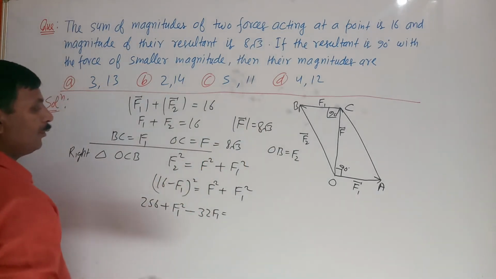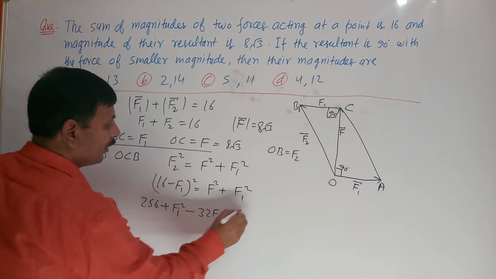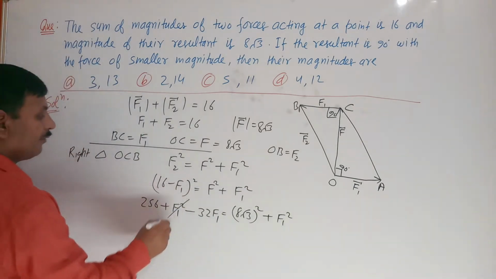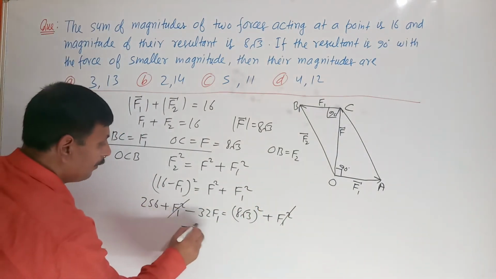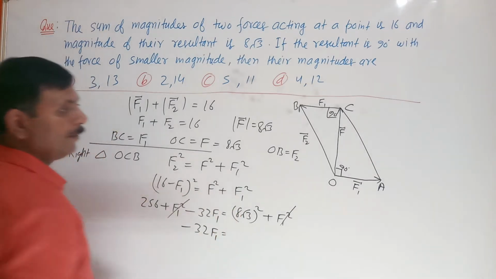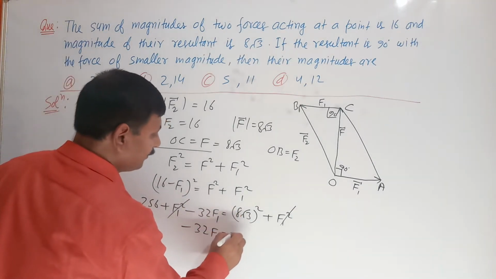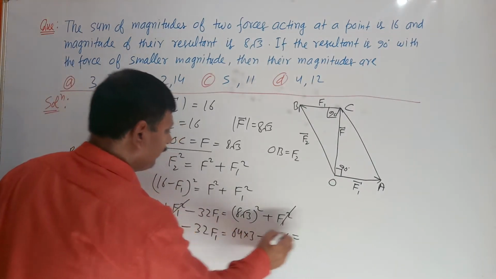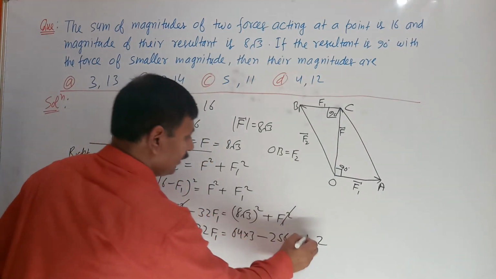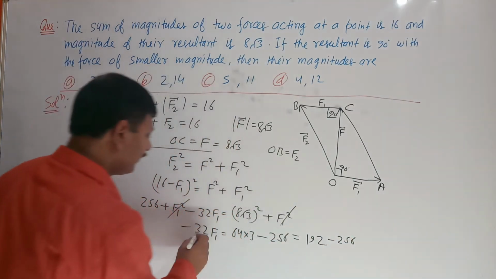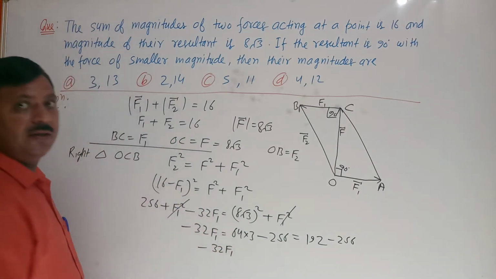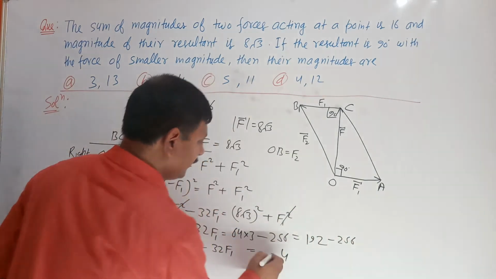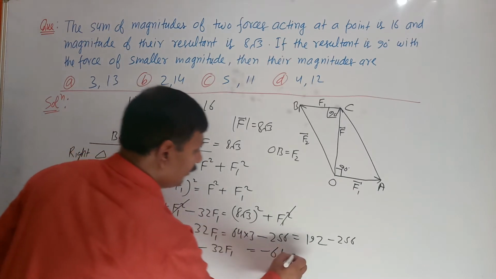F they have given as 8 root 3. So that is (8 root 3) square plus F1 square. See, F1 square we can cancel out. Minus 32 F1 is equal to 8 8s are 64 into 3, minus 256, simplified. Minus 256 to minus 32 F1 is equal to 64. What happened?